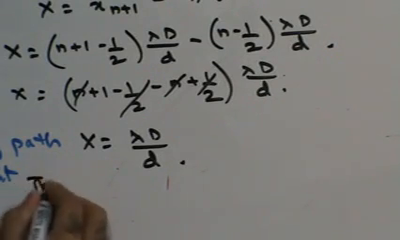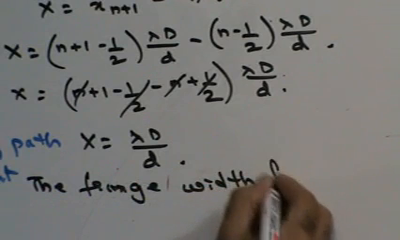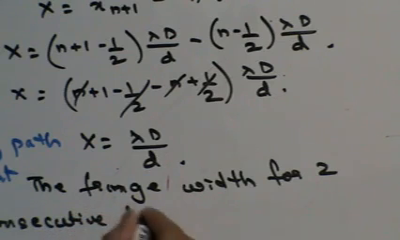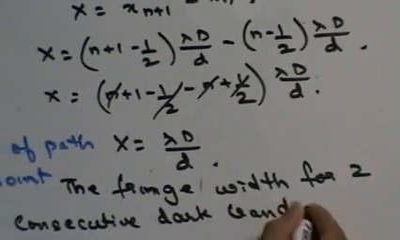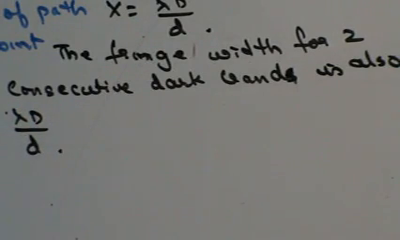I can say that the fringe width for two consecutive dark bands is also lambda d by d. So for bright bands it is lambda d by d, and for dark bands also it is lambda d by d. Thus I can say that fringe width, irrespective of whether it is a bright or a dark band, is going to be lambda d by d. It also proves to us that the dark bands and the bright bands are alternatively and equally spaced between each other.